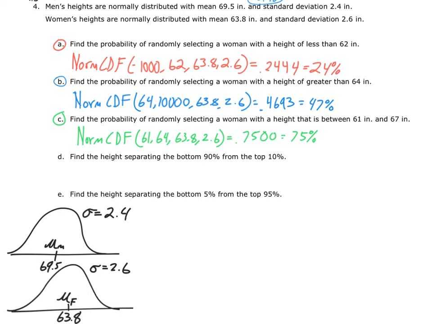All right, so now this problem's a little bit different because what I'm looking for is the height that separates a percentage. Well, the first one's talking about the bottom 90%, and hopefully you can see, I'm going to draw a line that refers to the place that separates the bottom 90% and the top 10%. And it's this blue vertical line right about here.